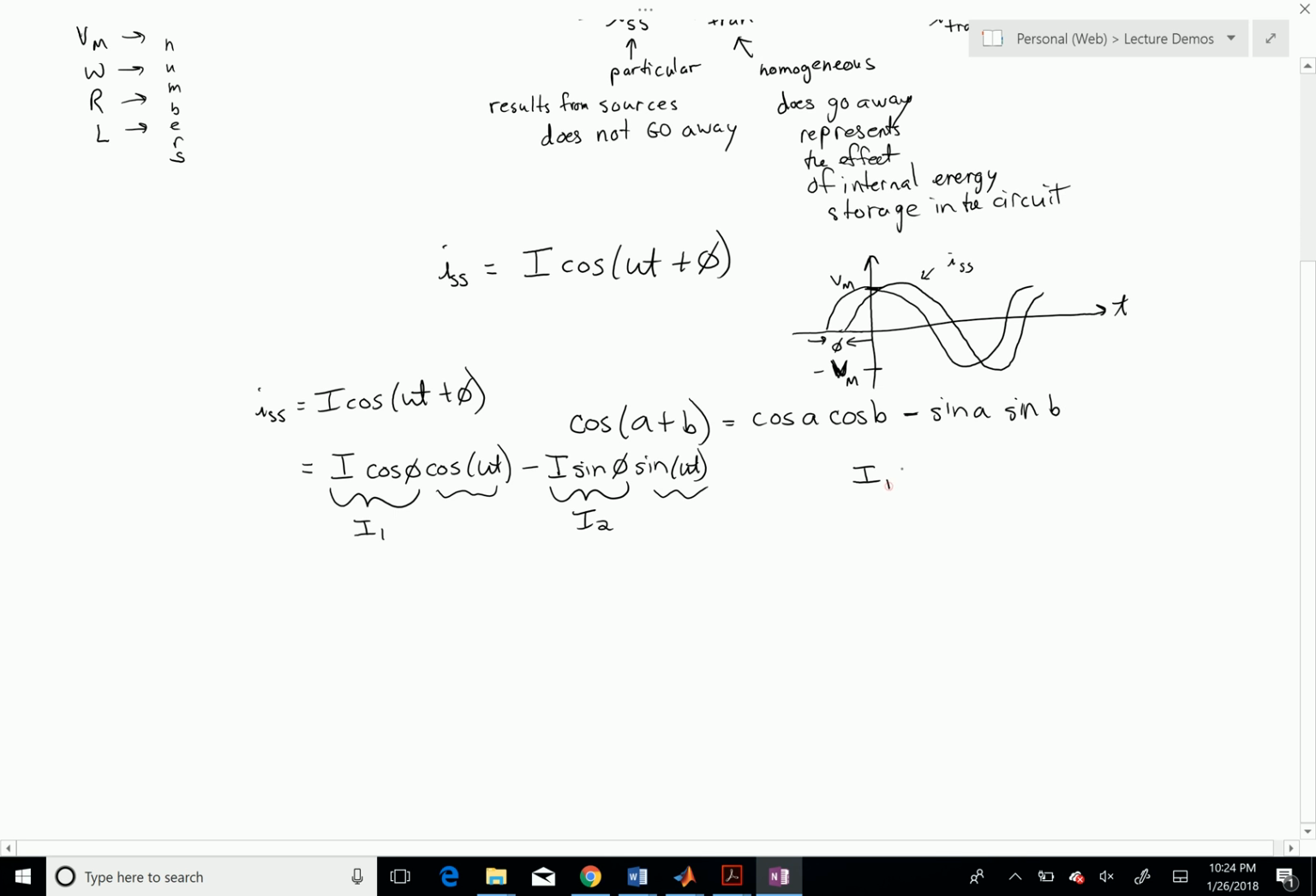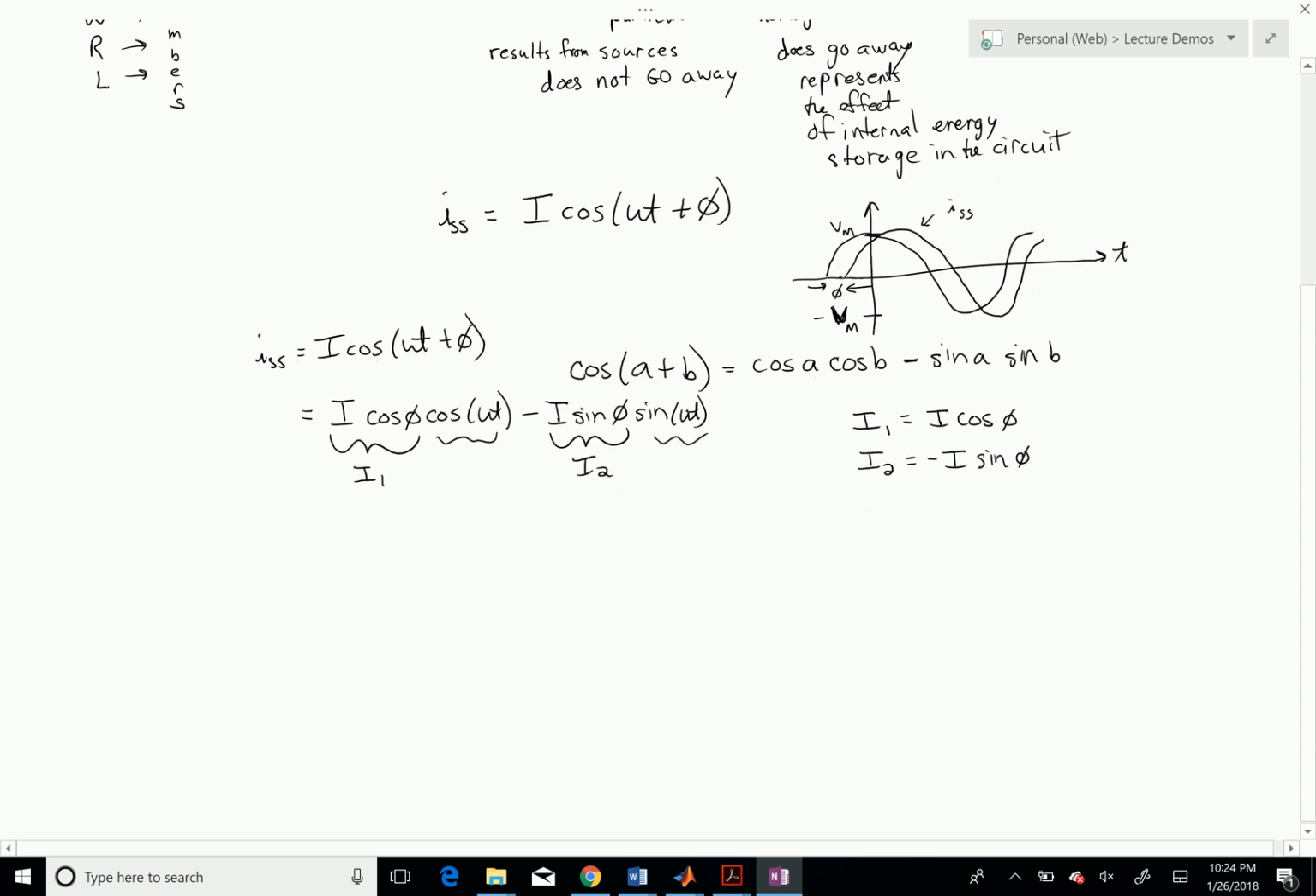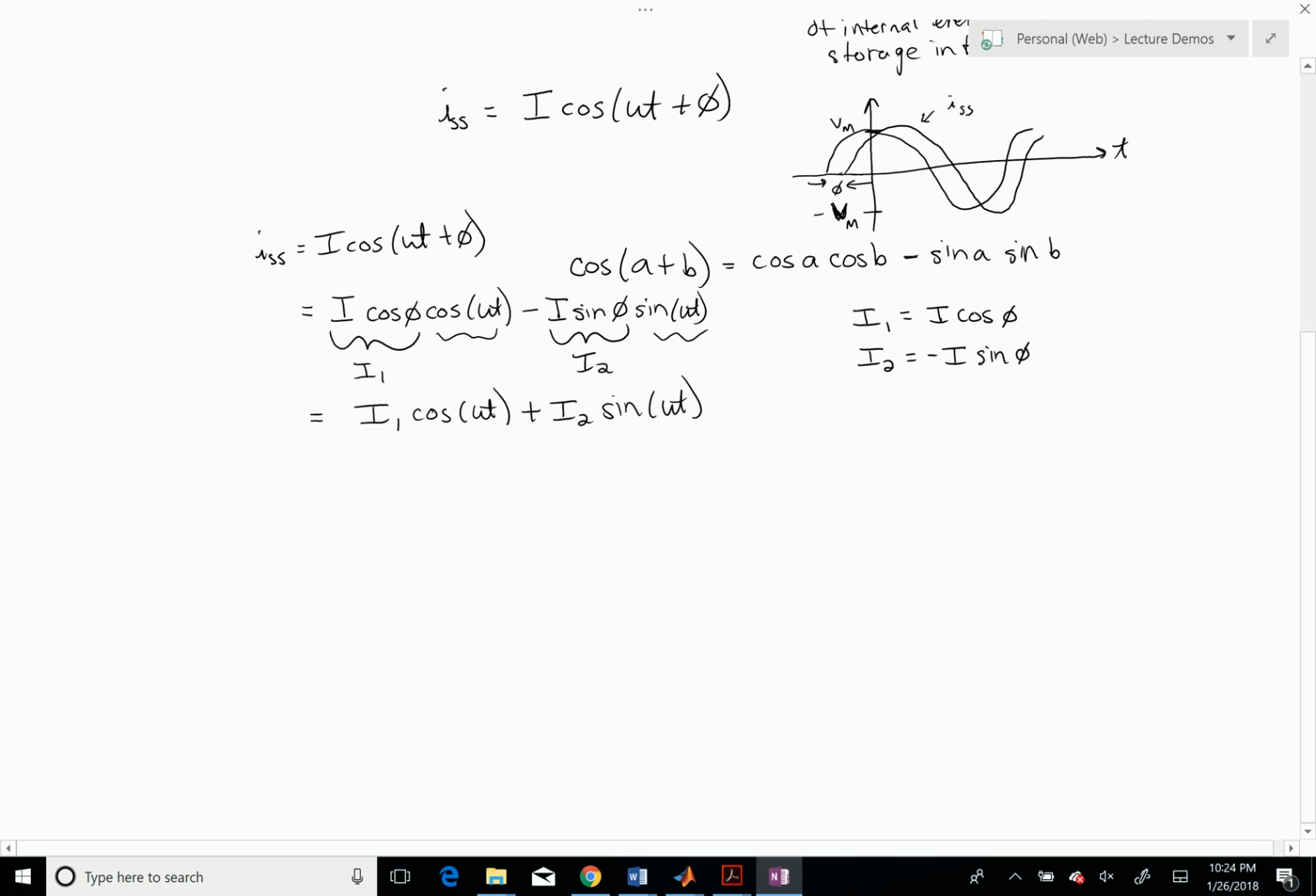All right, so I can see from this that I1 is equal to I cosine phi, and I2 equals minus I sine phi. Okay, we'll come back to that later, but I can write this as I1 cosine omega t plus I2 sine omega t.